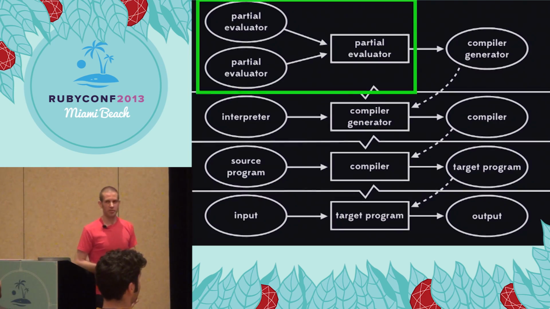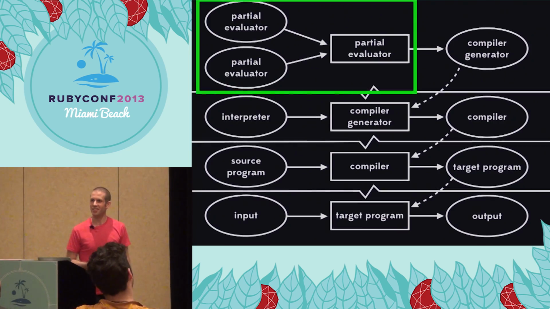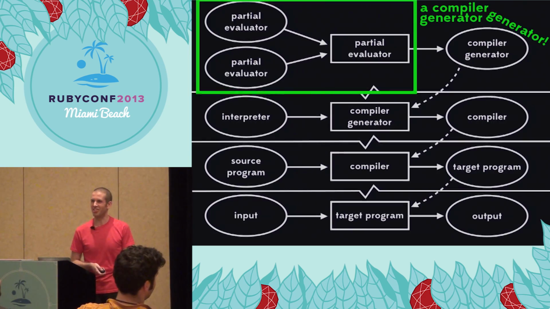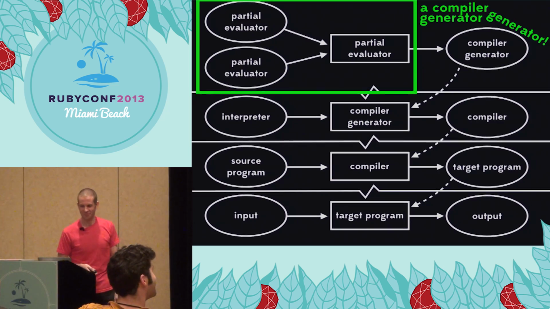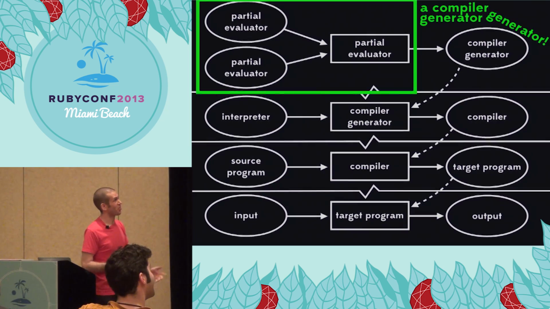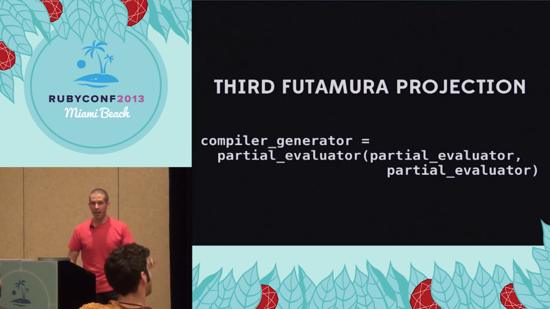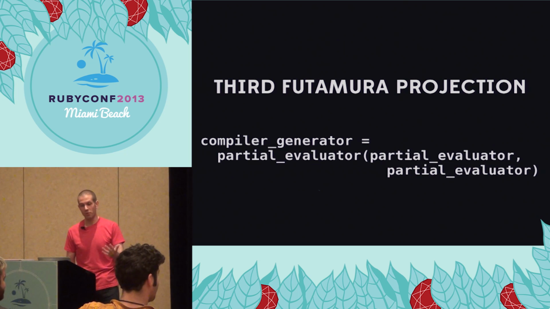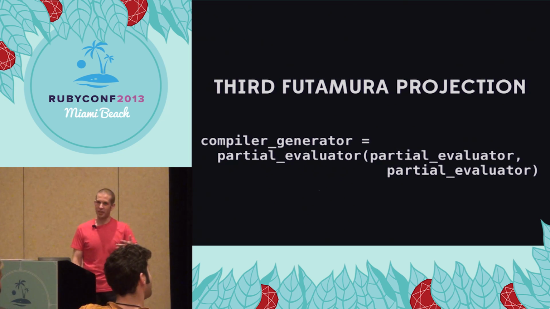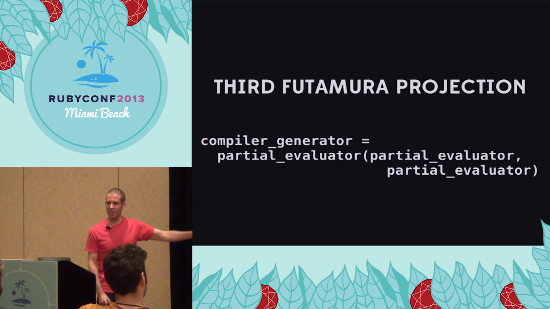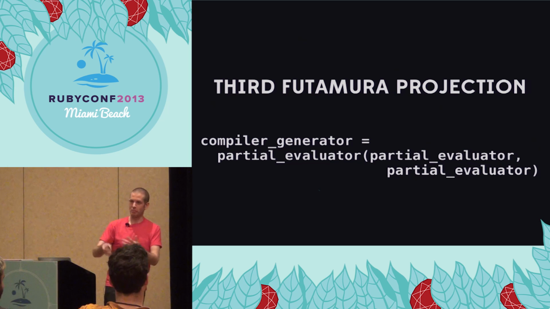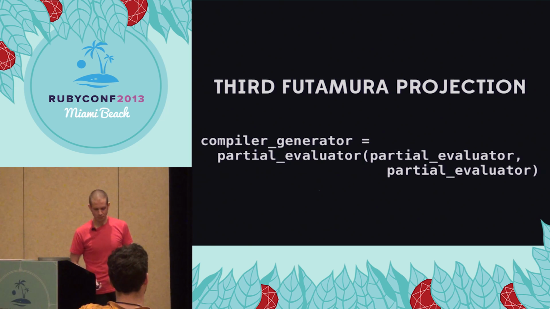So that means that what we got out of the thing here was a compiler generator. So what's this thing we've got at the top? It's a compiler generator. So this is the third Futamura projection, right? If you partially evaluate a partial evaluator with respect to a partial evaluator, you get a compiler generator. And thankfully, we can't take it any further than that, because if you did this again, you'd still be partially evaluating a partial evaluator with respect to a partial evaluator, right? So there are only 3 Futamura projections.